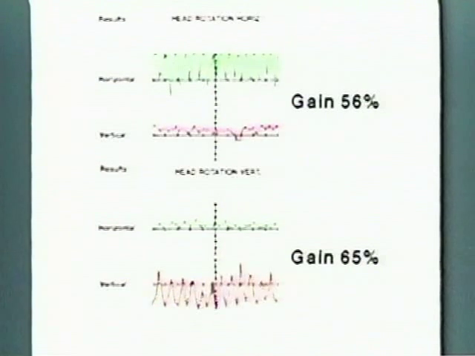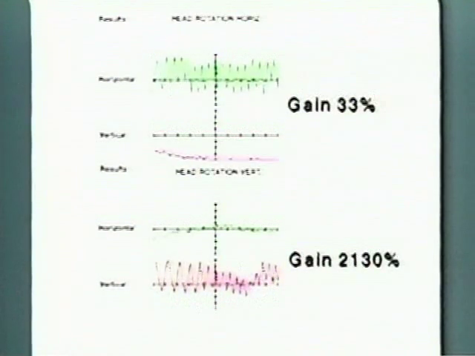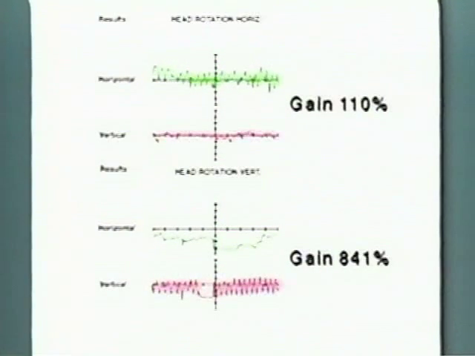In the next two examples, there are exaggerated abnormalities in both the vertical and horizontal planes, with the first example demonstrating a gain of 56% horizontal and 65% vertical, both of which are abnormal. This patient would have significant ataxia. The next example shows a markedly decreased gain in the horizontal channel with a markedly increased gain in the vertical channel. The next example demonstrates an asymmetry between the horizontal and vertical channels, again with a normal evaluation in the horizontal channel and with significantly increased gain in the vertical channel. Another example of an ataxic patient.